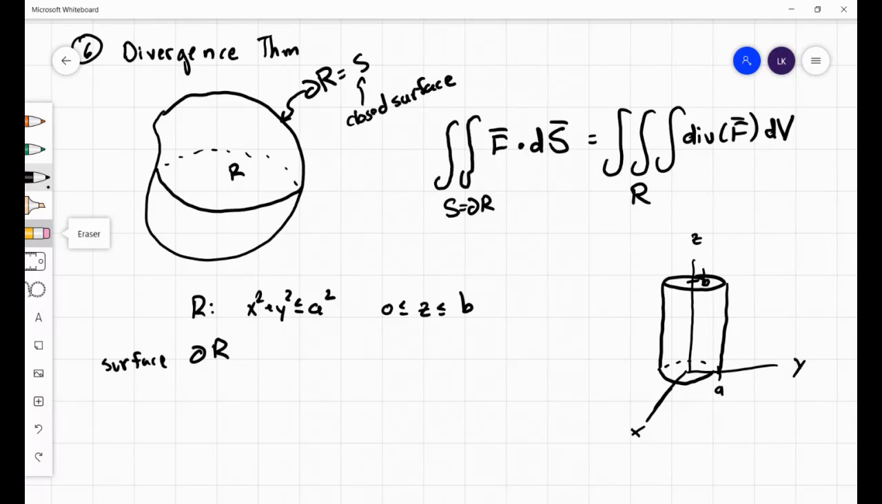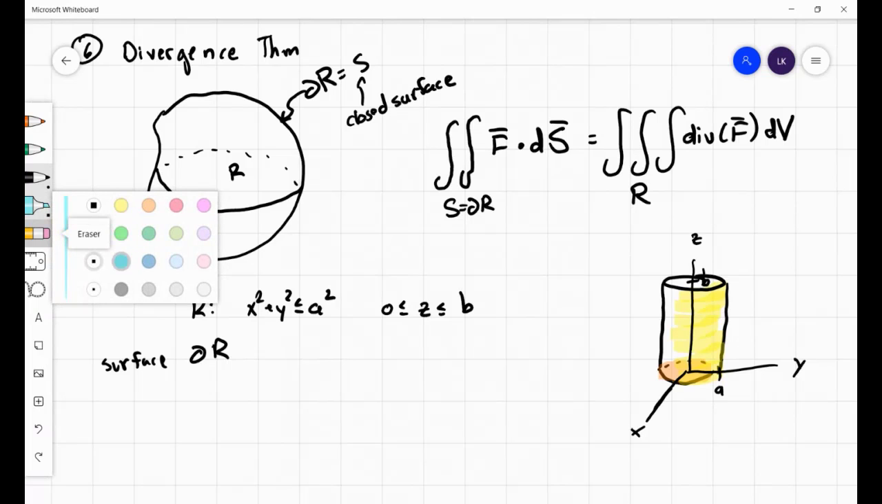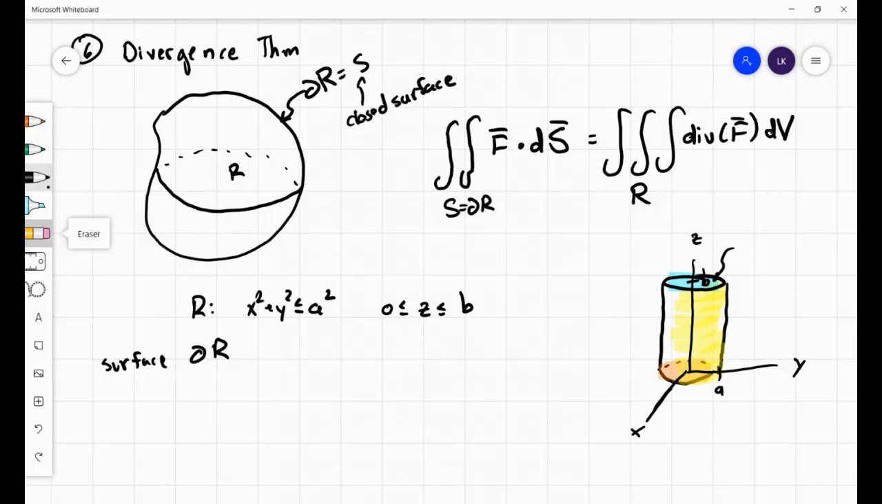And the boundary is a closed boundary because it consists of a base, that's a disk. You have the side of the cylinder. And then you have the top, right? Let's color it blue. So to enclose that solid cylinder we have the top, the bottom disk, and the side.